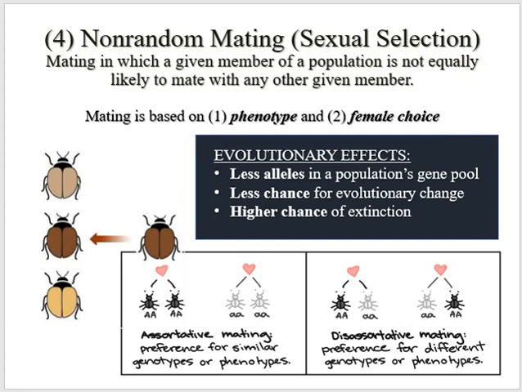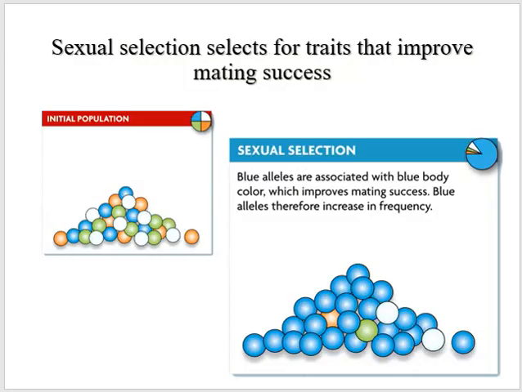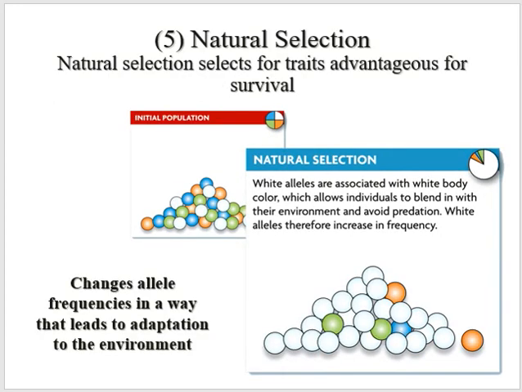So that's pretty much non-random mating. Again, it's governed by female choice and the possession of certain phenotypes, or the characterization of certain phenotypes.